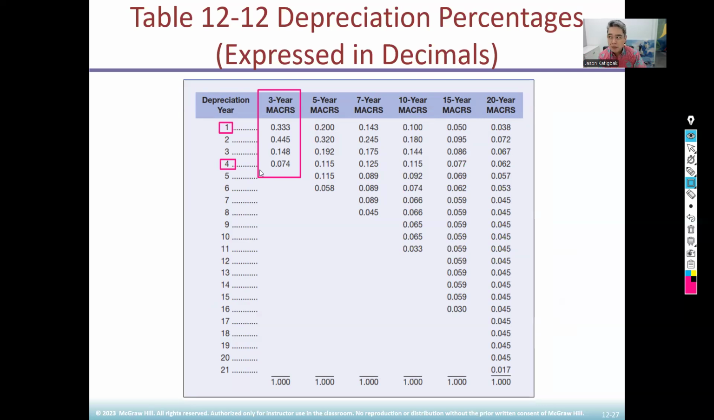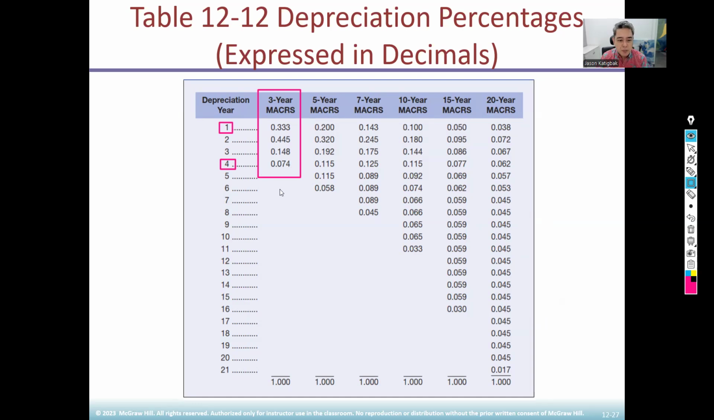That would be a bit not realistic. You don't buy all your assets on January 1 or the beginning of the year. So in reality, it actually happens in between the period of the year. So that's why we have a midpoint or a mid-year convention built into MACRS.